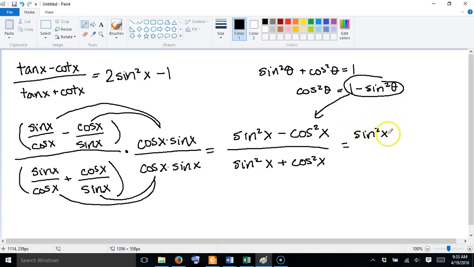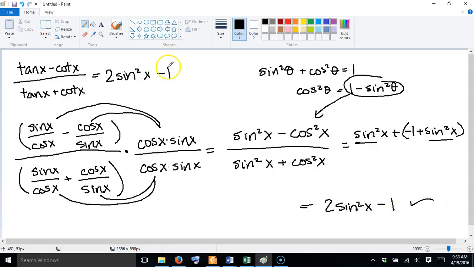So we have sine squared x minus 1 minus sine squared x. And then if we distribute that negative out, we would get sine squared x minus 1 plus sine squared x. Well, we have two sine squared x's. That means we have 2 sine squared x, then minus 1. There we go. That is what we were looking for.